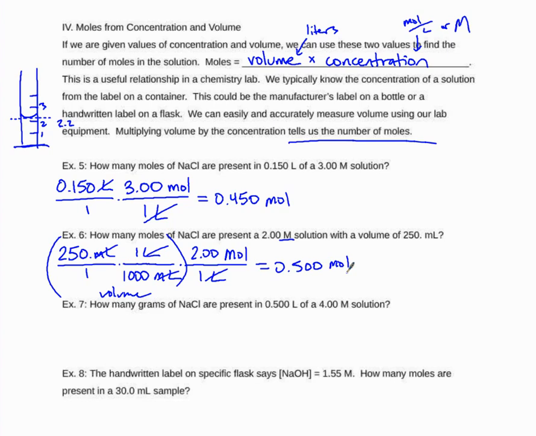Example 7, how many grams of sodium chloride are present in 0.500 liters of a 4.00 molar solution? So we still use the same relationship. We know volume and we know concentration. And when we multiply them together, we get moles. Then all we have to do is one step, and we'll be able to convert that number of moles to grams.